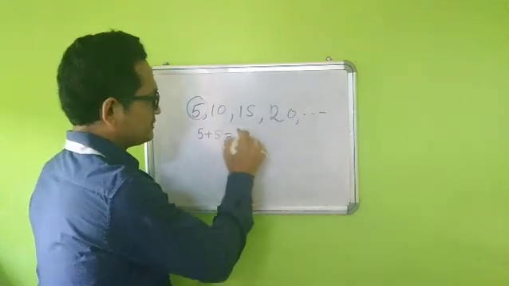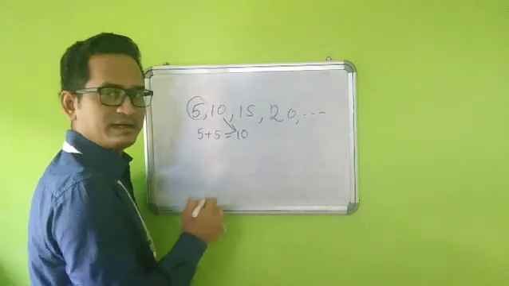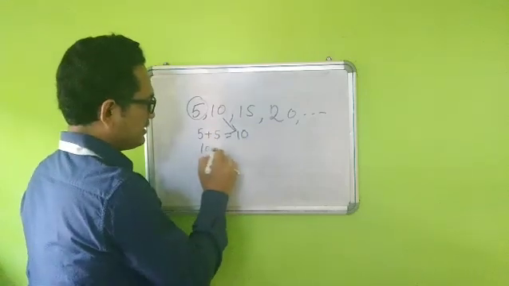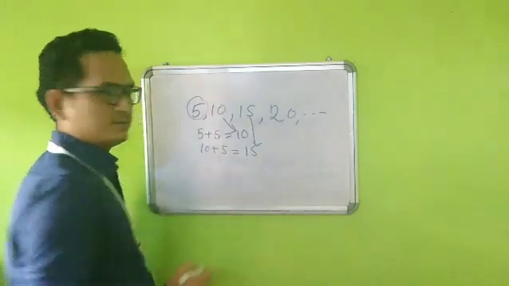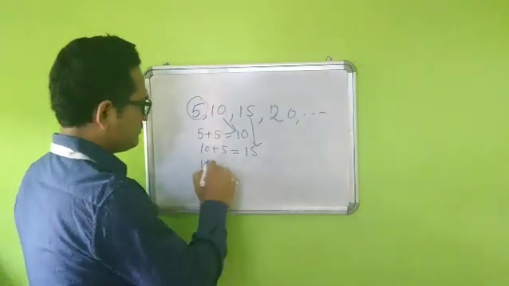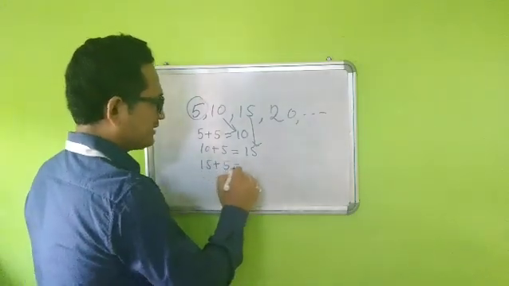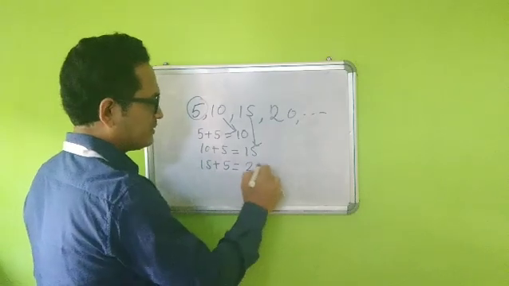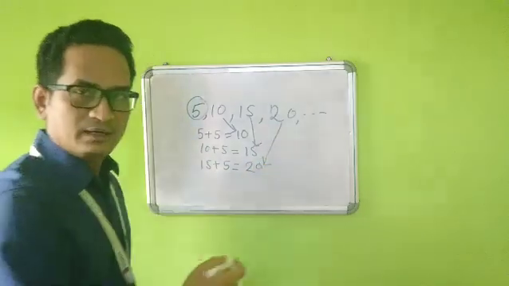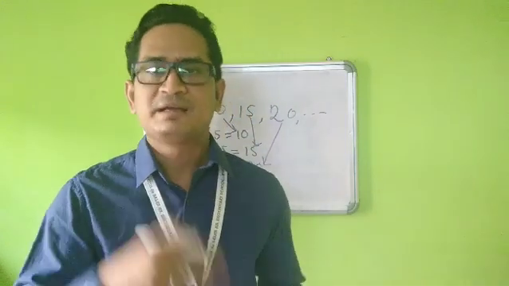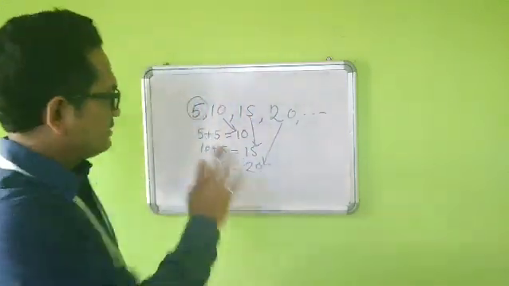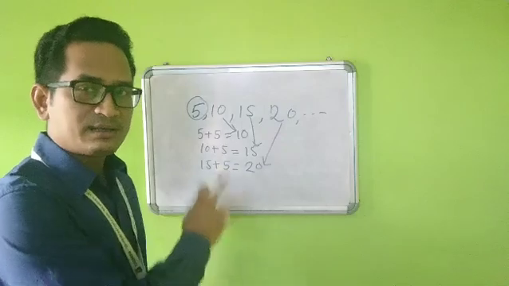So what will you get? The next number, 10. Then to this 10, again you add 5, and you will get the next number, that is 15. You add 5 to 15 again, and you will get 20, which is the next number. So that means with every number we are adding 5 and getting the next number. So this is an example of a number pattern.